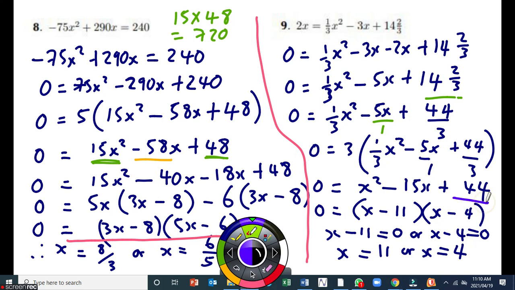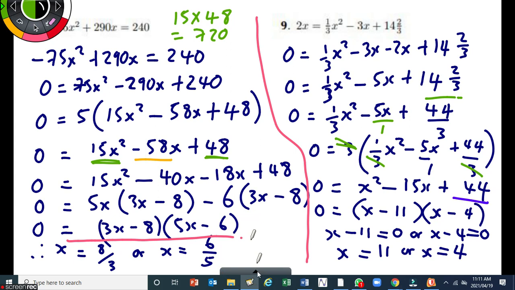It's supposed to be, because you see, this 3 here cancels with that 3, and this 3 cancels with that 3. So you end up having x squared minus 15x plus 44. All right. Any question there? No, sir. Okay, it's perfect now, right? All right. Okay, let's move on to the last one.